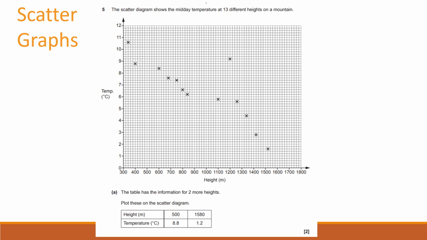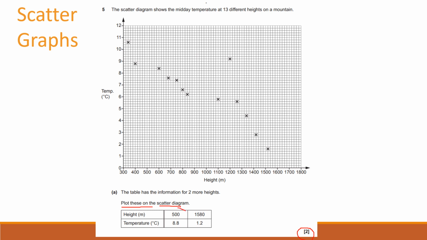So question 5 is a question to do with scatter graphs. And in scatter graphs, you've got a lot of key information, and you can see there are lots of little crosses on the diagram, where the height is going along the x-axis and the temperature is going up the y-axis. And on question 1, all you've got to do is plot the information on the scatter graph. So it says plot these on your scatter diagram. So the scatter diagram is the diagram above, and the question is worth 2 marks. You have got to plot 2 points, so you'll get a mark for plotting each point correctly.